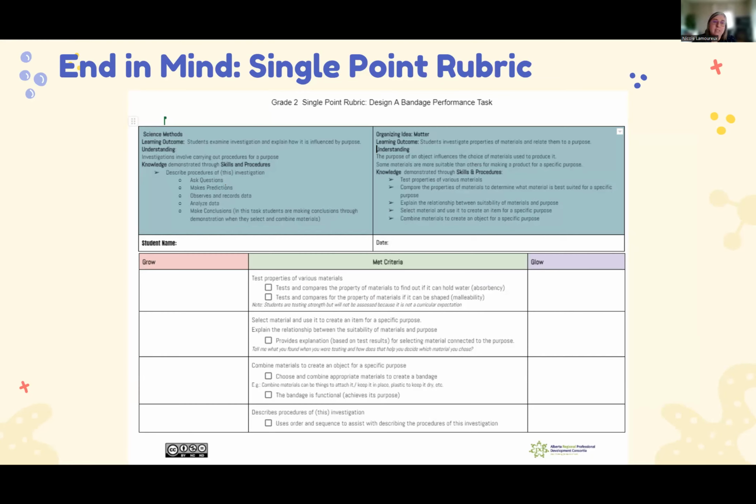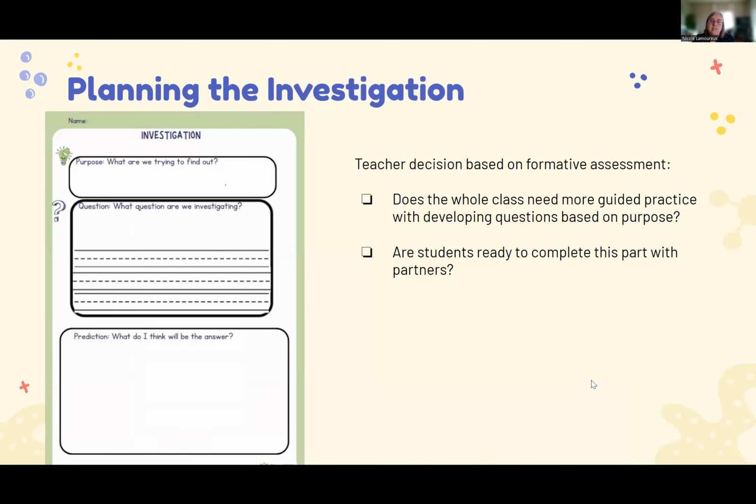And then of course we have to summatively assess something from the science method. So what I've chosen here is describes procedures of this investigation, and I'll share with you how I would do that. So this is a teacher decision because you've led the class through a guided planning of an investigation already. However, I'm not going to assume that all kids, like I would maybe still do a guided practice. That's your call. Does the whole class need more guided practice with developing the questions for the purpose of investigation? Are students ready to complete this with a partner? That would be your classroom, your students, your context, your decision.